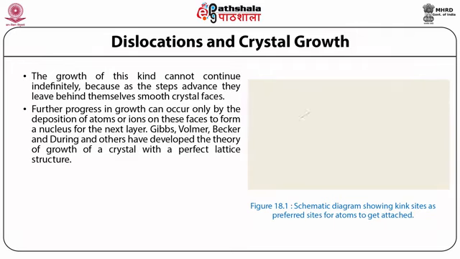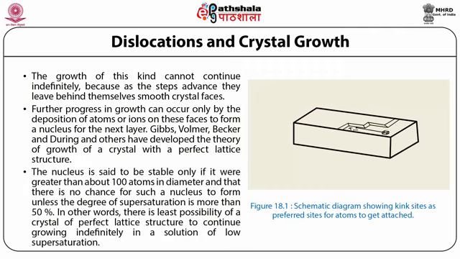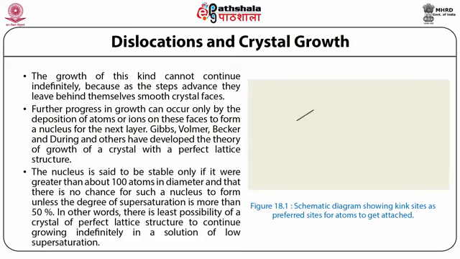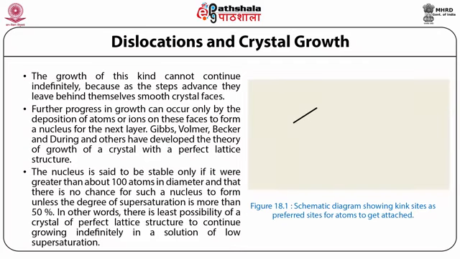Gibbs, Volmer, Becker, Doring and others have developed the theory of growth of a crystal with a perfect lattice structure. The nucleus is said to be stable only if it is greater than about 100 atoms in diameter, and there is no chance for such a nucleus to form unless the degree of supersaturation is more than 50%. In other words, there is least possibility of a crystal of perfect lattice structure to continue growing indefinitely in a solution of low supersaturation.